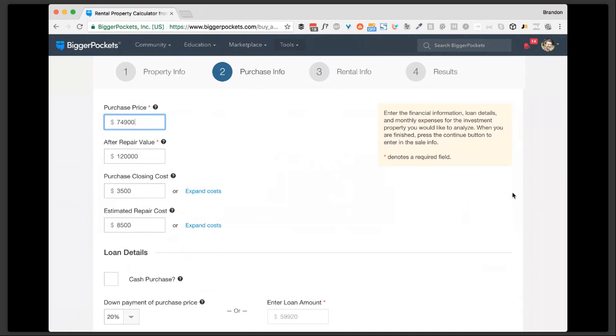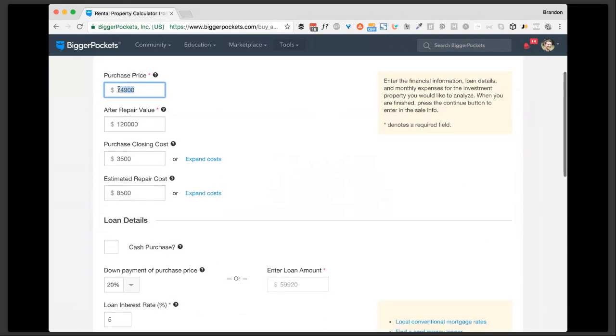All right, page 2 is all about the purchasing information, like the loan stuff. So purchase price, I just chose $74,900. That's what they're asking. We had our after repair value of, I figured it's probably worth about $120,000 when it's all fixed up. When it's beautiful and rented, it's probably about 120. That might actually be pushing it. Maybe I'll conservatively go down to 110 because I want to be conservative.